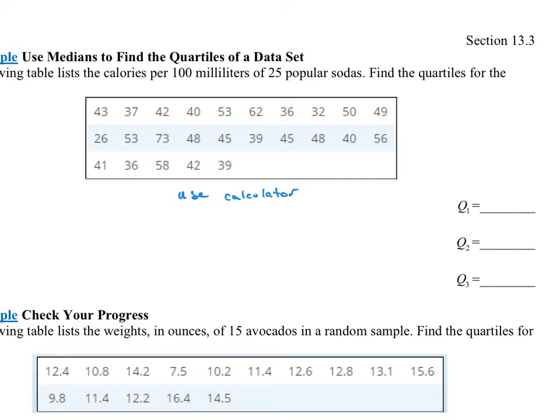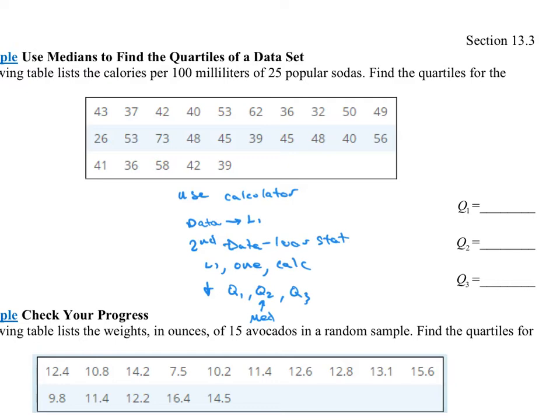Okay, so again, what do I do? I hit the data button on my calculator, and I put everything into list 1. So clear out list 1 and put all these data values into list 1. Then I'm going to hit second data, and then I'm going to do the one variable statistics. I make sure that I have it listed as L1, and I have my frequency set at 1, and then I hit enter on calc. Once I do that, I'm going to scroll down until I see Q1, Q2, and Q3. Remember that Q2, though, in our calculator is labeled as MED because Q2 is the median.